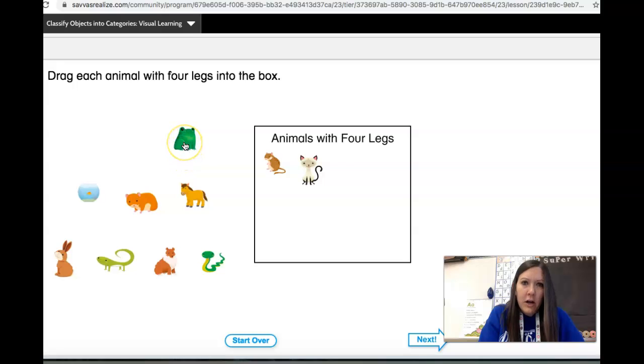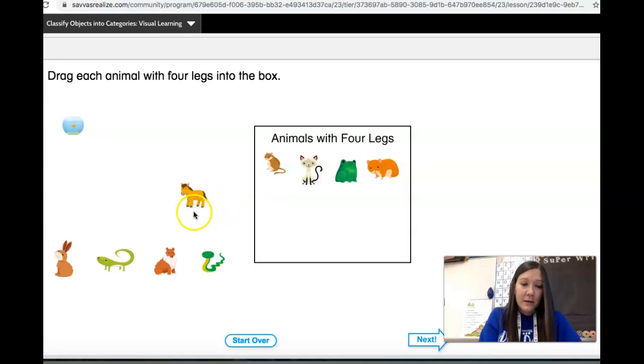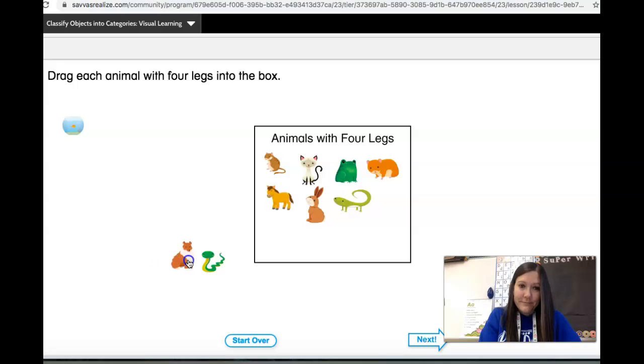Frog. Does a frog have 4 legs? Yes. A frog is an animal with 4 legs. Fish. Not 4 legs, so he does not belong in that category. Hamster. That is an animal that has 4 legs. Horse. Does a horse have 4 legs? Yes, so he fits in that category as well. Rabbit. Rabbits have 4 legs. Newt has 4 legs. Dog. 4 legs.